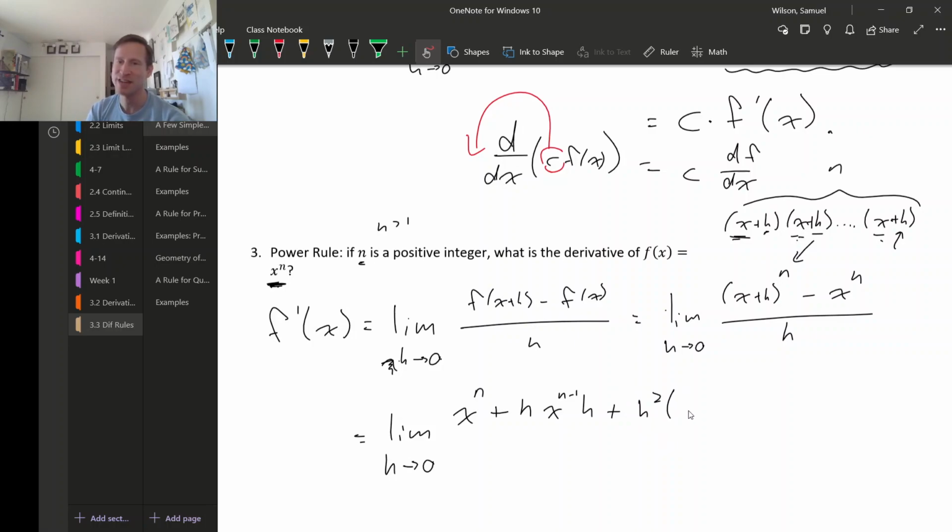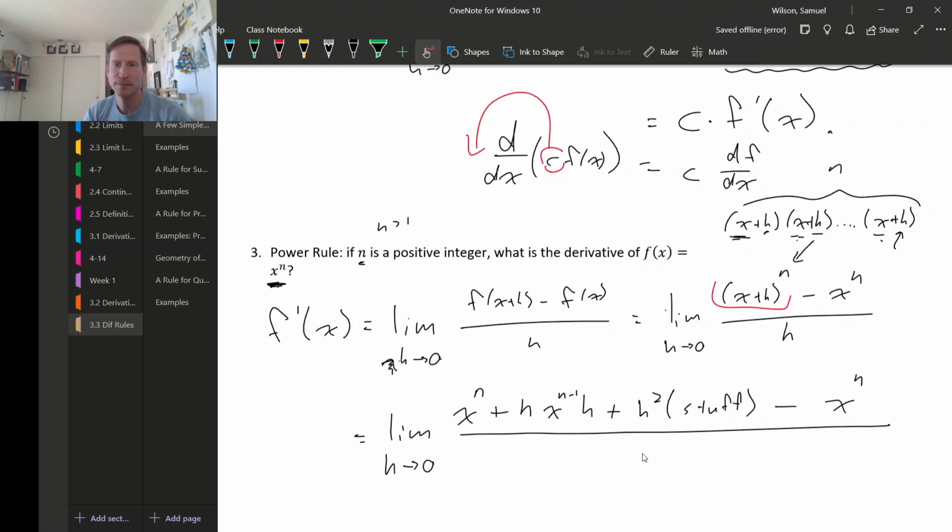So everything else is h squared times some stuff. Turns out we aren't going to need to know what all this stuff is. All right, so that's this first piece here. Minus x to the n over h.